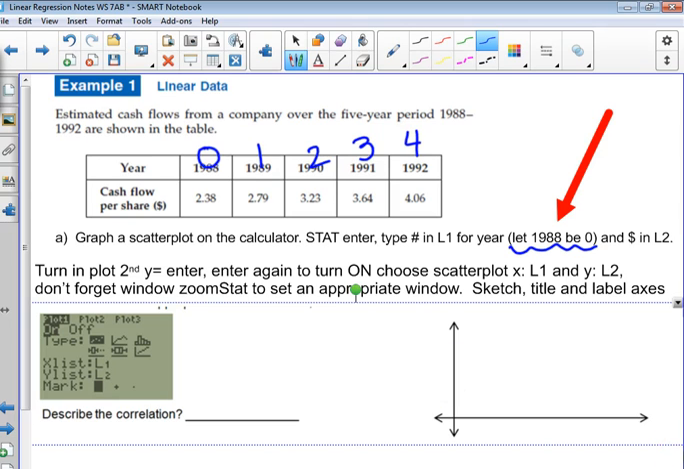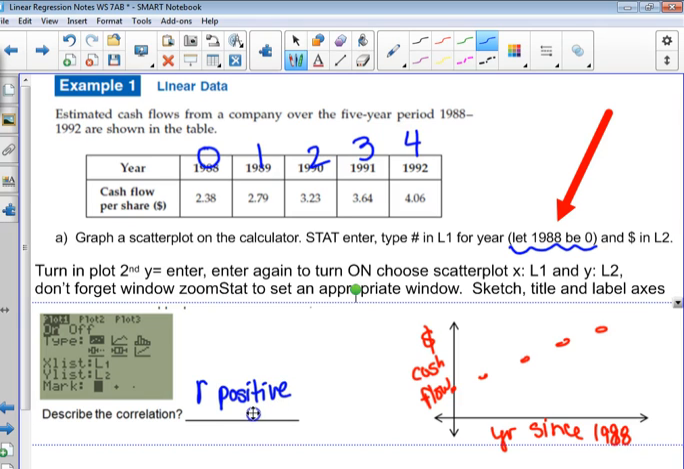So we're going to quickly draw a sketch here. It looks pretty straight, right? I'm just going to do this. It says label these. So these were years since 1988, right? And this was dollars, cash flow per share, whatever. I'm just drawing a really rough sketch here. All right, what do you think about the correlation looking at your sketch? Positive or negative correlation? We predict the R is going to be positive.